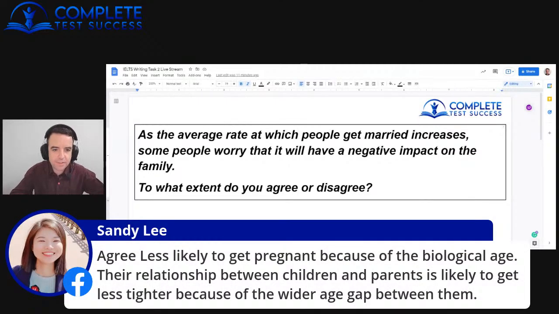Sandy, I agree. Less likely to get pregnant. We had that idea already because of biological age. The relationship between children and parents is likely to get less tight because of the wider age gap. Age gap affecting the bond. Good.